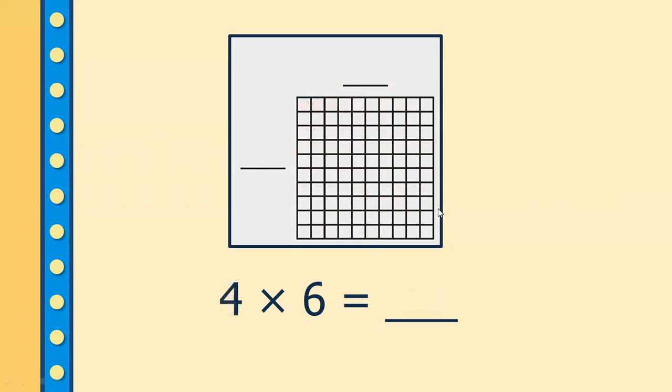Good. Next, we have 4 times 6. Again, making sure that you're planting it correctly. 4 times 6 is 24. If you need to pause this to count the dots, do that. Whatever you need to do. 4 times 6 is 24.